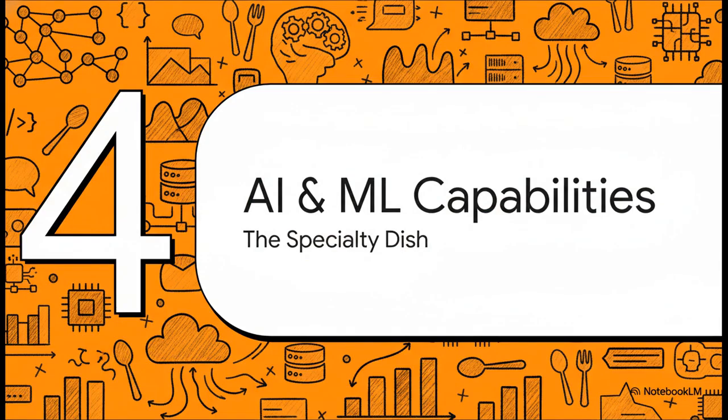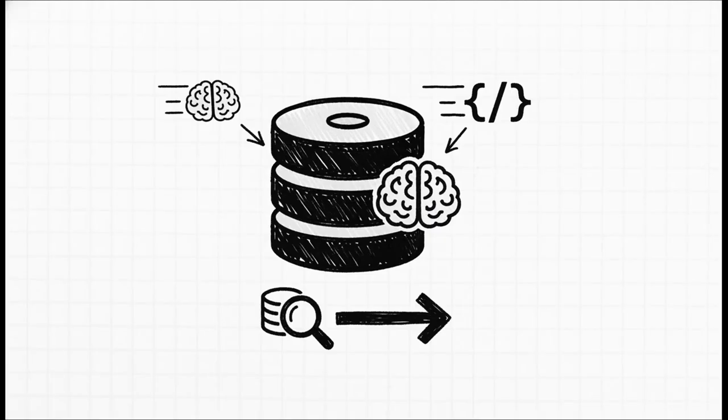All right, let's talk about the main course, the dish that everyone's talking about right now: artificial intelligence and machine learning. How does each of these platforms serve up the hottest item on the modern data menu? Snowflake's strategy is honestly pretty elegant. Bring the AI to the data.